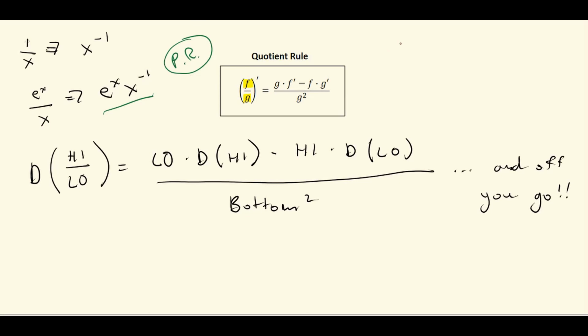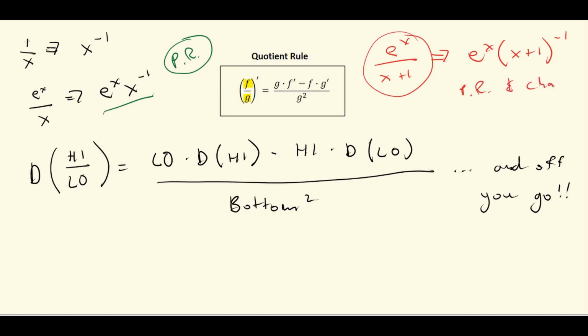And other times we can have e to the x over x plus 1, and we can also rewrite this as e to the x times x plus 1 to the negative first power. And then we would use the product rule and the chain rule. So even though when we rewrite this one we avoid using the quotient rule, now we have to use the product rule and the chain rule, and it'll actually be messier.